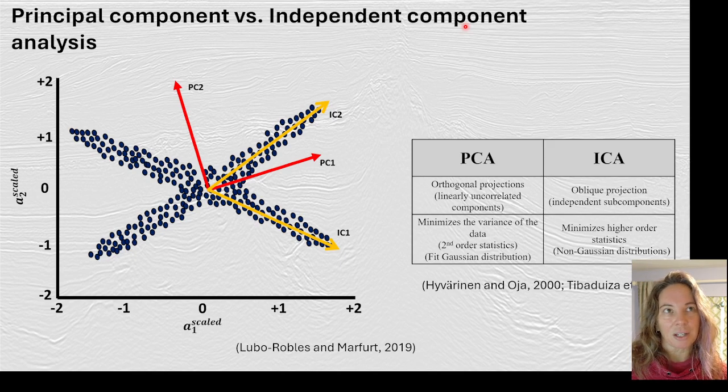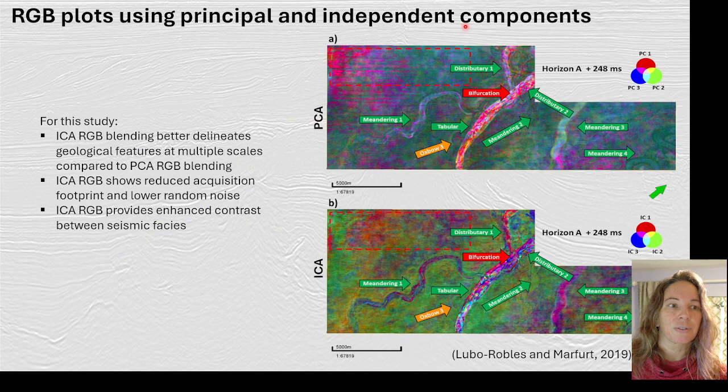And ICA also works better with non-Gaussian distributions. So just something else to keep in mind when you're trying them out. And so for the fun part, of course, let's look at some seismic data.